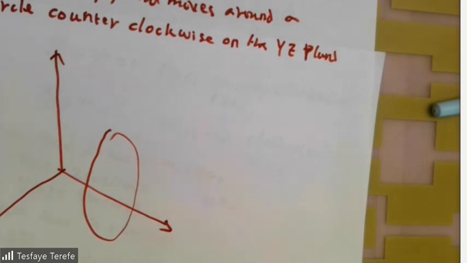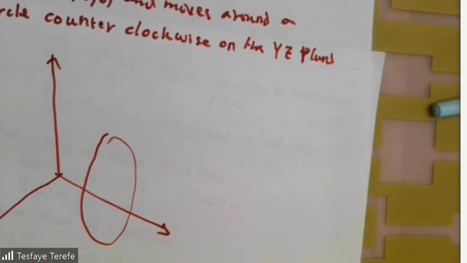So it starts at (0, 3, 0). Isn't that on the y-axis? And it rotates in the YZ plane. Okay, so what happens is the x value is 0.